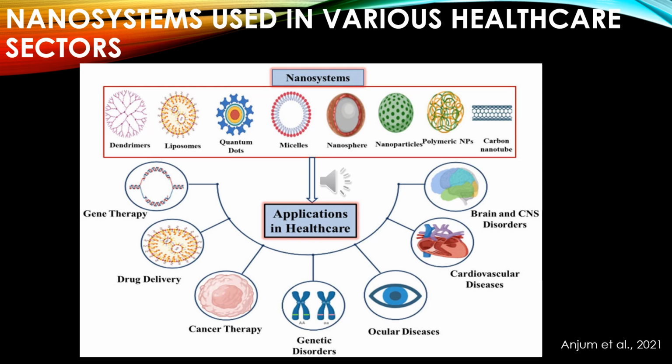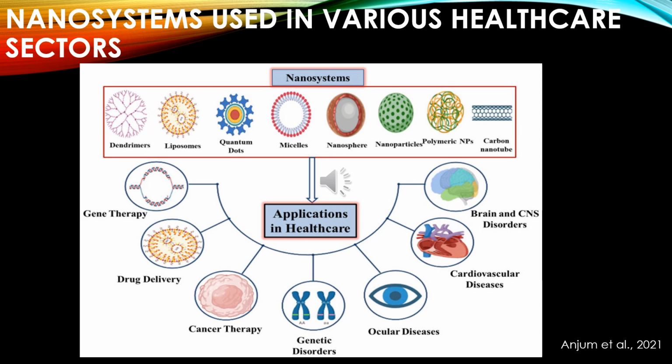So far, we have seen dendrimers, liposomes, quantum dots, missiles, nanospheres, nanoparticles, polymeric nanoparticles, and carbon nanotubes. So these are the different applications in healthcare: gene therapy, drug delivery, cancer therapy, genetic disorders, ocular disease, cardiovascular disease, brain and central nervous system disorders. Gene therapy is a prime area where nanostructures and nanosystems are dedicatedly used in targeted gene delivery. Next one is drug delivery systems. The site-specific targeting and delivering of drugs is foremost essential for treating several diseases and disorders.